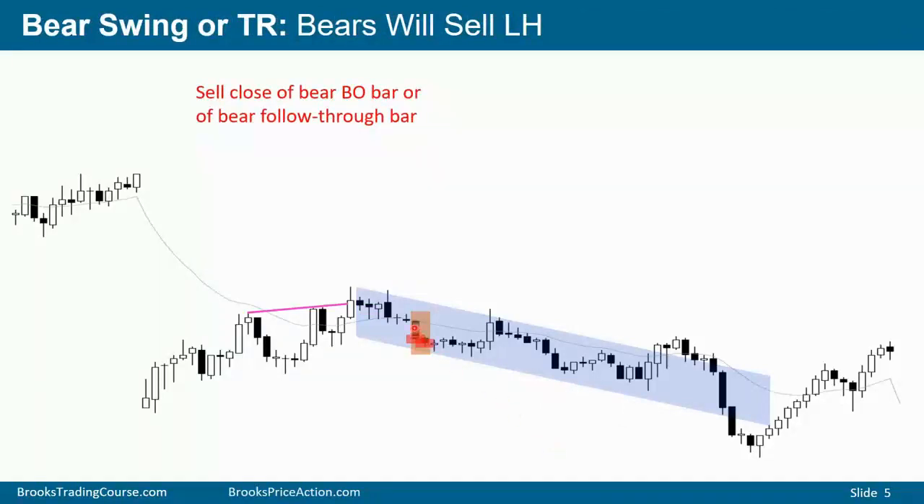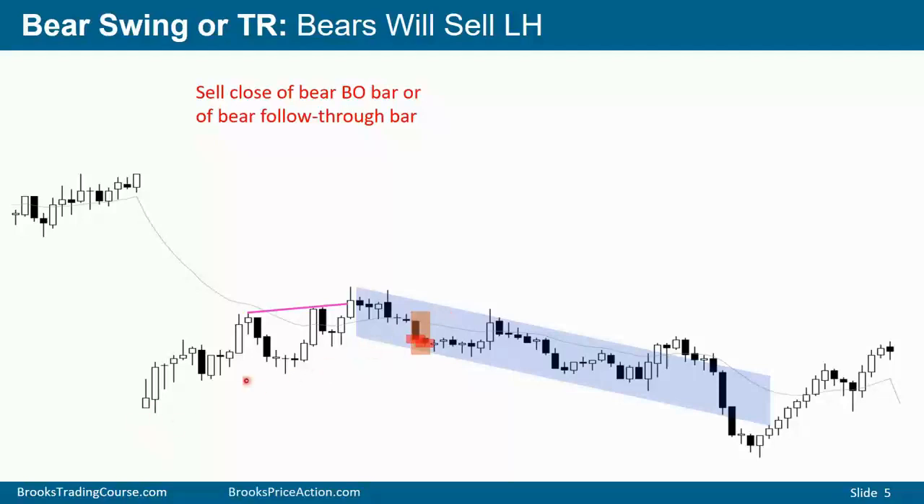Some bears will sell the close of the bear breakout. Most bears like to sell the close of the follow-through bar, or even sell above a bar, betting that the first reversal up will fail. The bears taking the sell are selling for a swing. The probability is not high enough for a scalp. Selling here, stop up here. You have to risk too much to take this for a scalp. It's a reasonable swing trade.